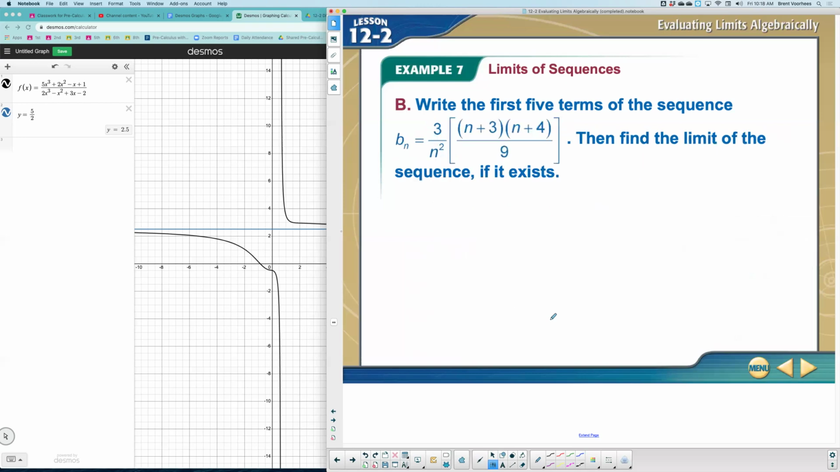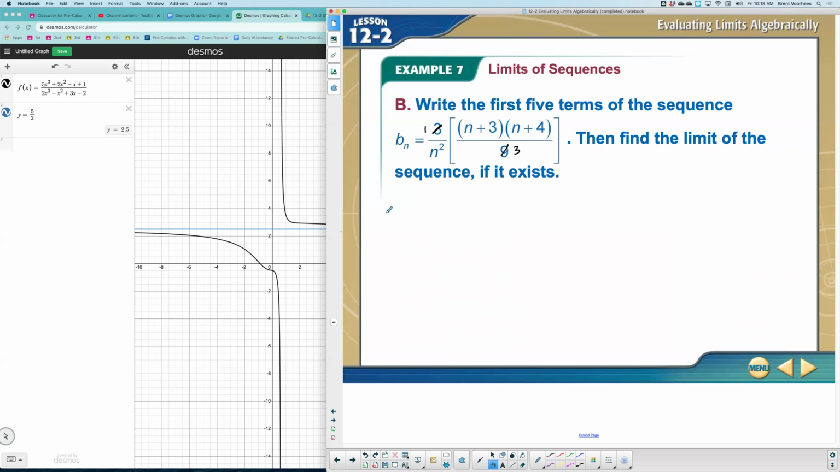Now part B, it says find the first 5 terms of the sequence, then find the limit of the sequence as it exists. Okay, and so this time we're in factored form across here. Now I could simplify this. I'm just going to make my whole equation a little bit easier. I'm multiplying by 3 and I'm dividing by 9. I can change this to a 1/3 because 9 is 3 times 3. So 1/3 in the numerator and 1/3 in the denominator will simplify. And this one, I can't just say cancel those n's because you need to FOIL that out or multiply and distribute all that out first.